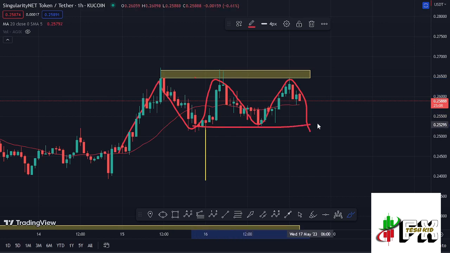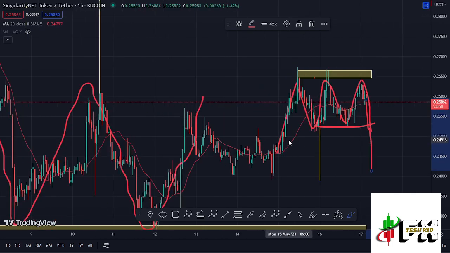So in case we continue seeing further breakdown here on the AGIX chart and maybe get back to the neckline at around the $0.253 mark, and maybe at some point we lose the neckline, then we can expect further breakdown to the area at around the $0.235 mark as a minimum target area for the breakout out of this chart pattern to the lower side.